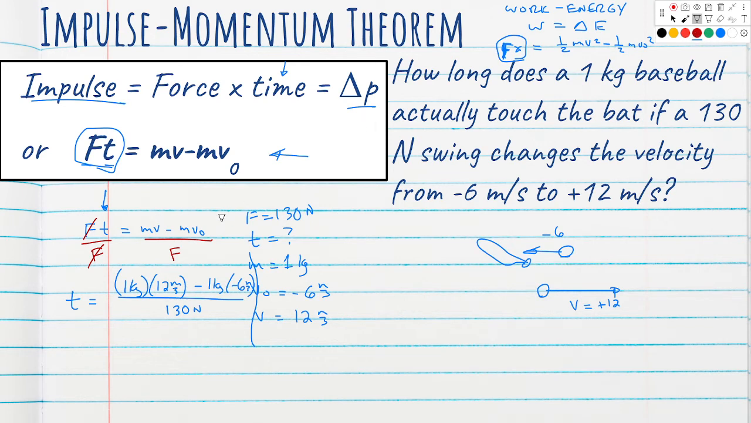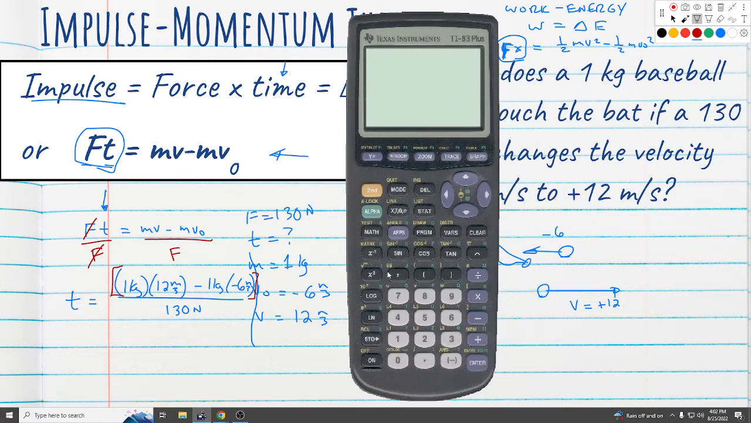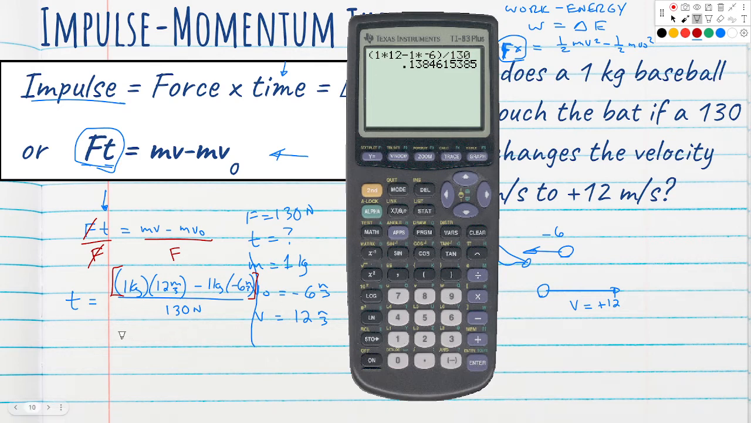Got some addition, subtraction on top, so let's hold all this together. But that's what we want to do, and it would look like this. I've got parenthesis 1 times 12 minus 1 times a -6. Close up the numerator and divide by 130. 0.138. Okay, now I made up these numbers, so this may not be right for baseball, but something like 1/10 of a second.